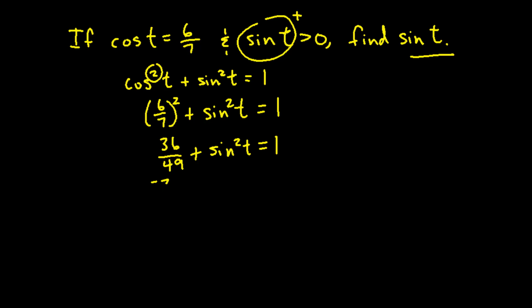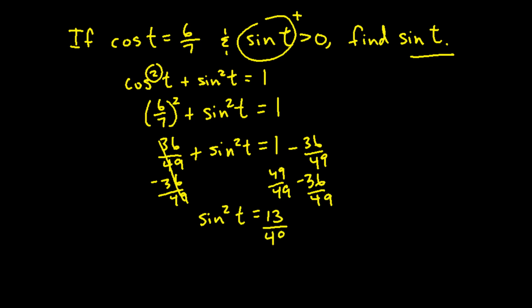Next, we will subtract that from both sides of the equation, which is the same as 49/49 minus 36/49 on the right. So we're going to get sine squared t equals 13/49. At this point, to get sine t from sine squared, we will take the square root of both sides, which is the same as the square root of the numerator divided by the square root of the denominator. Typically that gives us a plus or minus, but we know that they're wanting us to only find the positive sine t value. So sine of t equals square root 13 divided by 7.